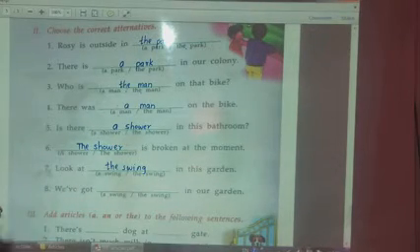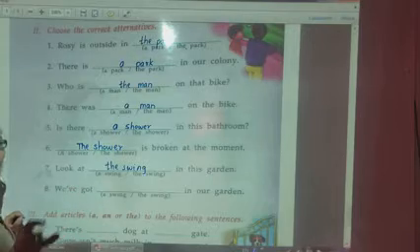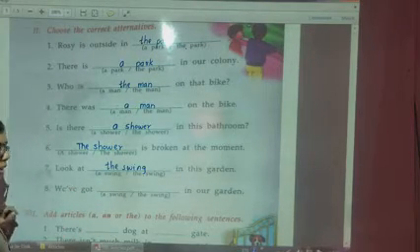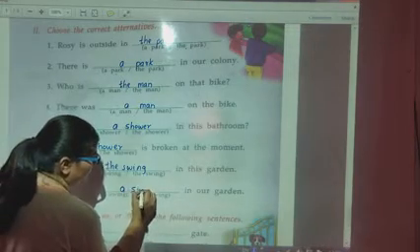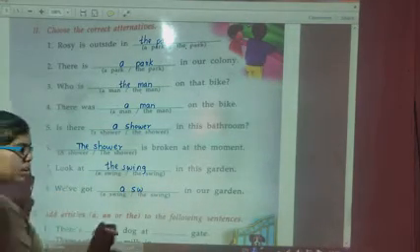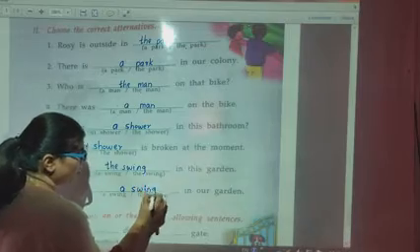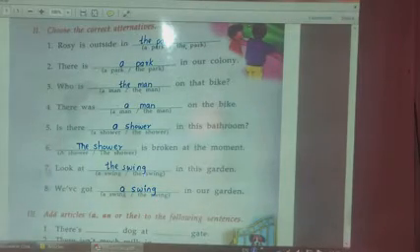Now we have got dash in our garden. Now we are talking about a particular garden, that is our garden. What is there? A swing or the swing? A swing. What have we brought? A swing. We have brought a swing in our garden.